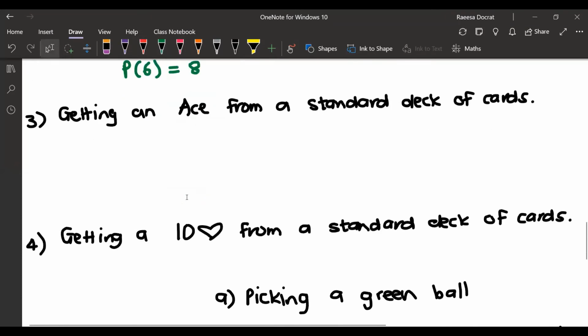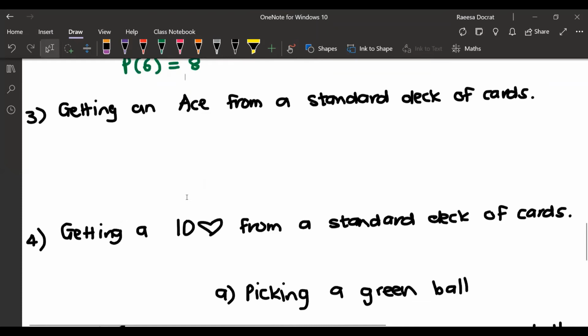The next one we have is getting an ace from a standard deck of cards. A standard deck of cards excludes the jokers. So you have 13 of each suit: 13 hearts, 13 clubs, 13 spades, 13 diamonds. You have 13 from ace all the way to king in each suit. If we think about how many aces we'd have, there's an ace of hearts, ace of spades, ace of clubs, and ace of diamonds.